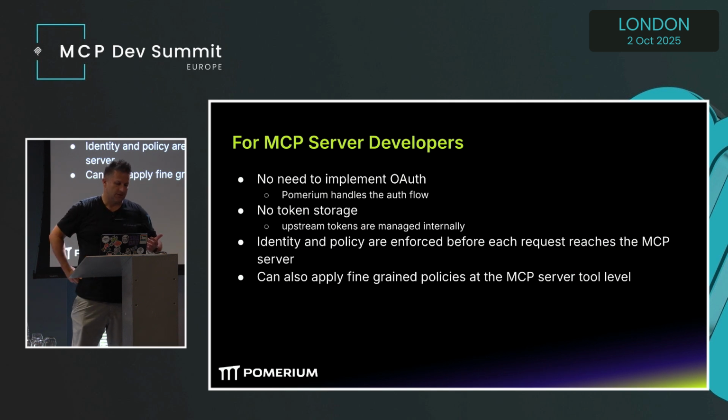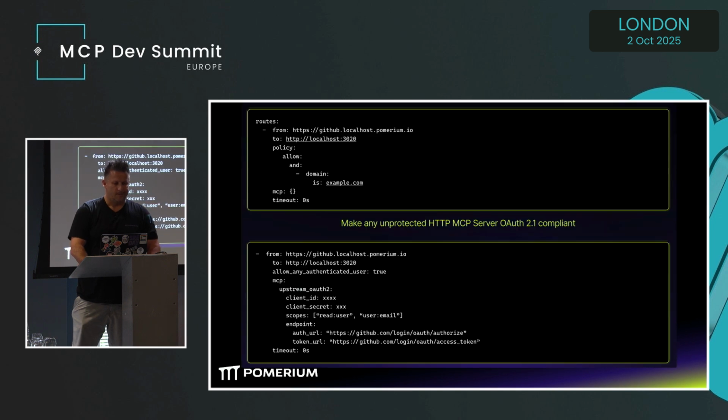And like I mentioned, the fine-grained policies can be applied at the MCP level, but also at the tool level, and we'll go through that later. This is just some YAML, because people love YAML, but the top one here is just an example of a route where it's got an MCP configuration.